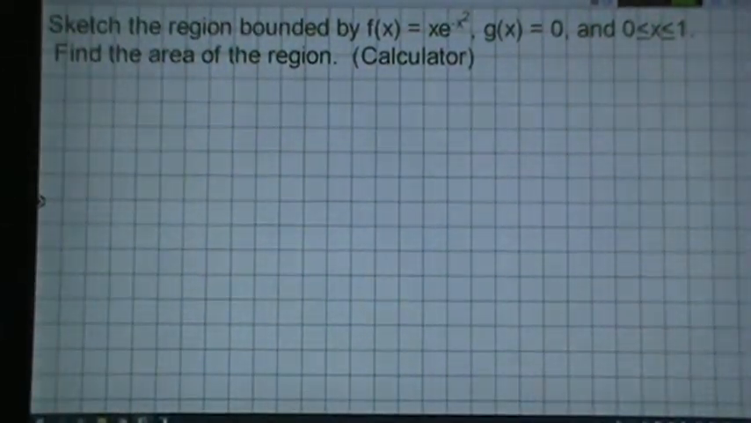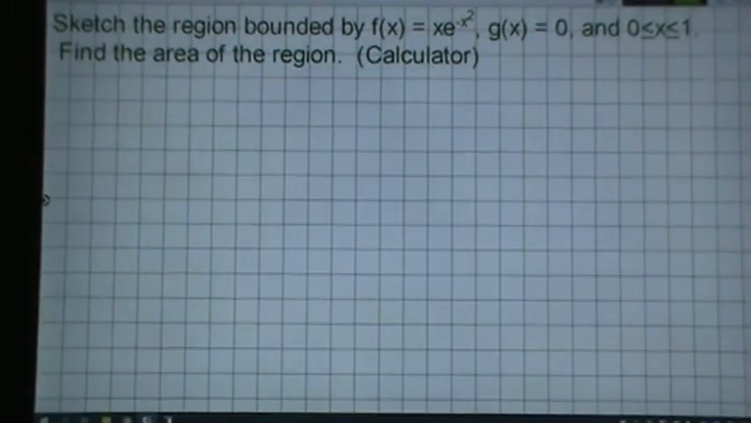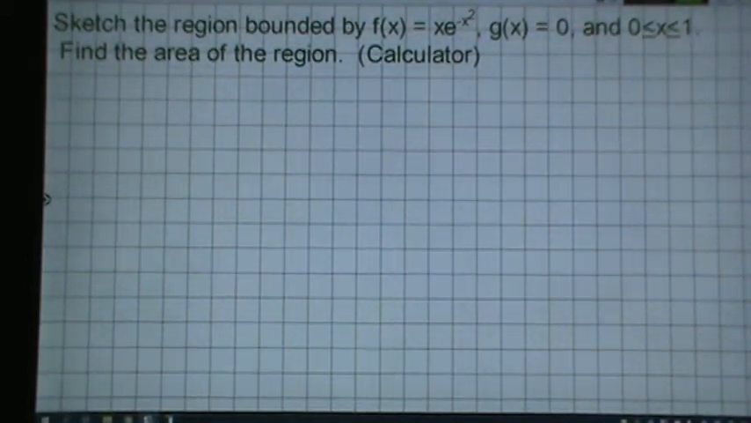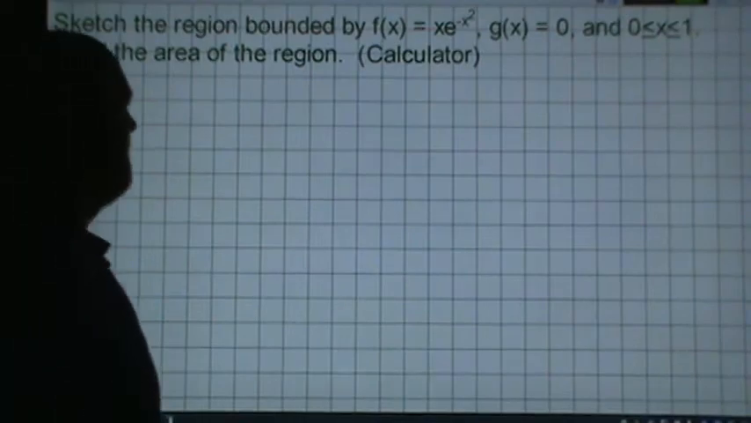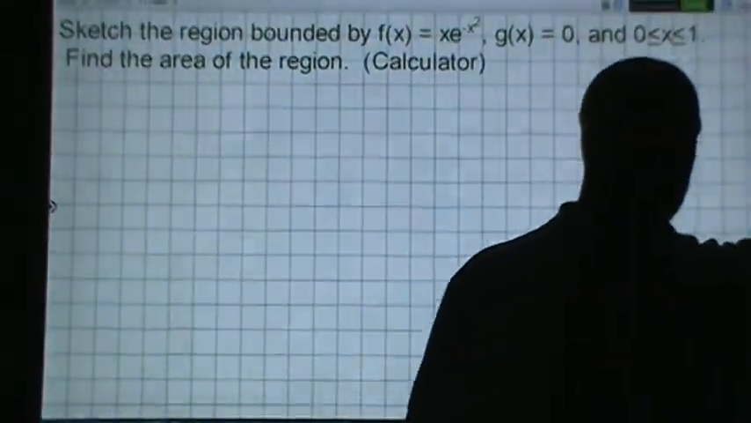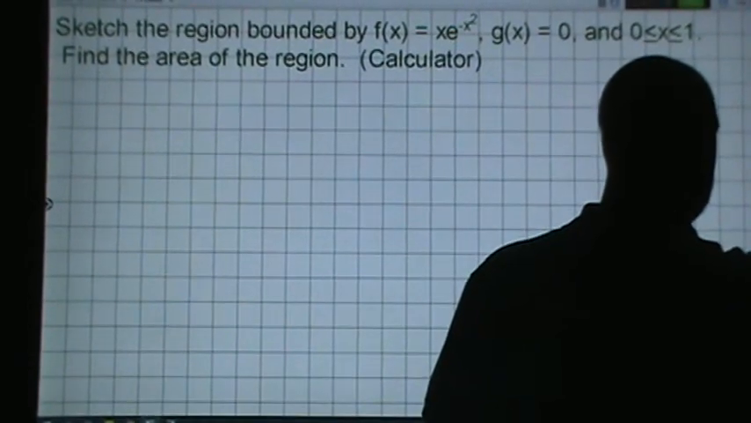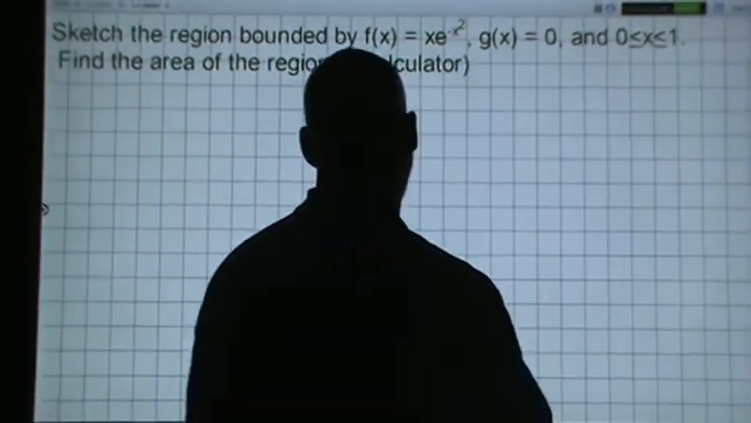Here we're asked to sketch the region bounded by f of x equals x e to the negative x squared, g of x equals 0, and we had that domain restriction that x has to be between 0 and 1. Then we're asked to find the area of the region, and it definitely tells us to use a calculator. So let's graph this.